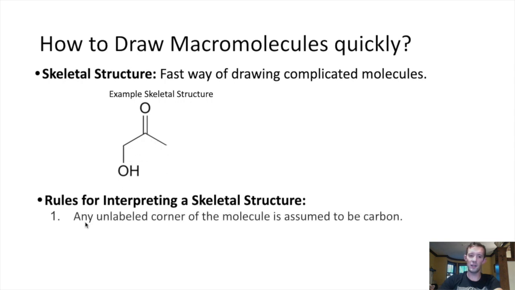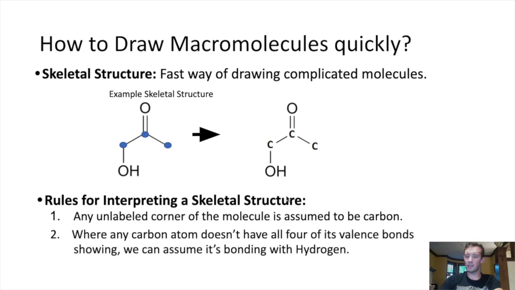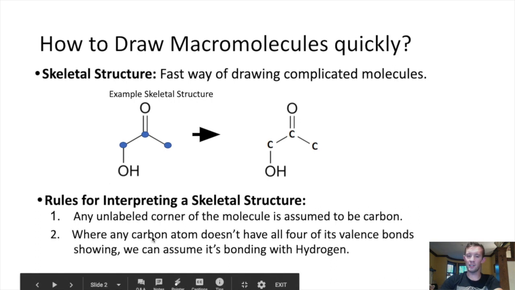The first of which is that any unlabeled corner of the skeletal structure is assumed to be a carbon atom. This is particularly useful for organic molecules that all have carbon in them. So here we've got one corner that's unlabeled, here we've got a second corner, and a third corner that are unlabeled. And so we know that this skeletal structure would represent a molecule in which all three of those corners are carbon.